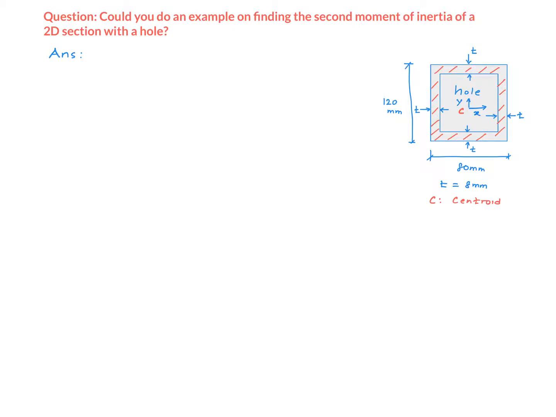So there are two lines of symmetry for both the hole and the outer area, which are the vertical and horizontal lines passing through the center, right? Therefore, the center C is the centroid for both the hole and the outer area, and therefore C is the centroid of this hollow area. So using the principle of lines of symmetry, the task of finding the centroid for this section is trivially achieved.